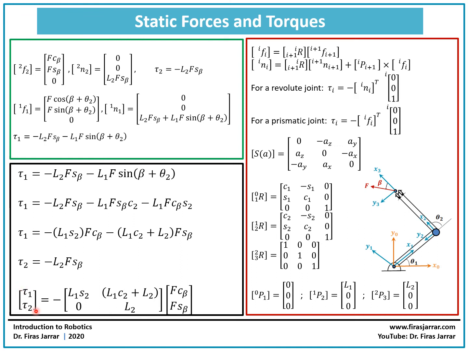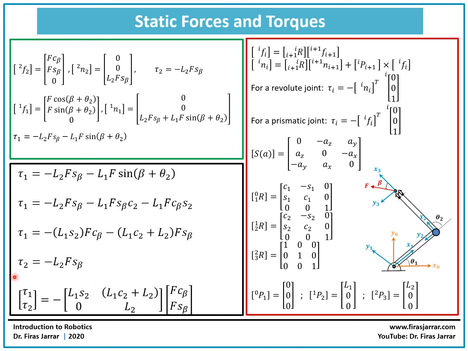So we have the column matrix of tau 1, tau 2, and you can see now this matrix equation is equivalent to these two equations. Because if you multiply L1 sine 2 by F cosine beta plus L1 cosine 2 plus L2 times F sine beta, this is going to give me this same equation here. And if you multiply 0 by this and L2 by this one, don't forget the minus sign, this is going to give you your second equation.